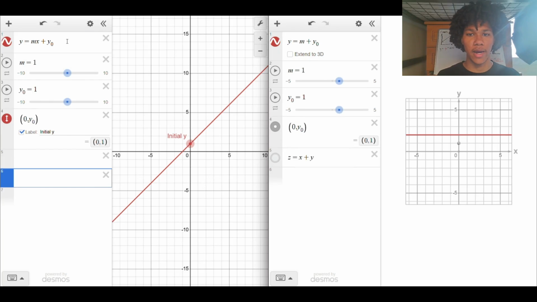Today we're going to talk about how to represent lines in 3D space. We know how to represent planes. Now we want to know how to represent lines. First, let's refresh on how we represent lines in 2D space.